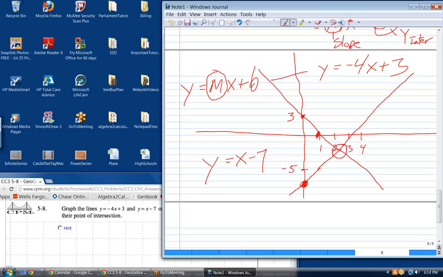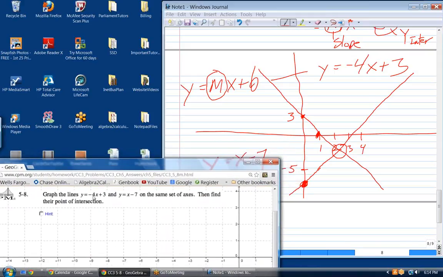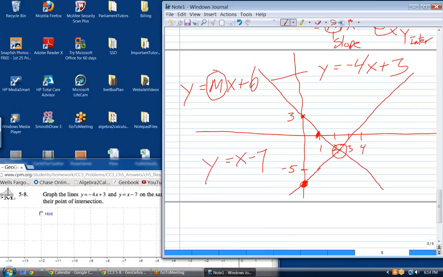There's the intersection that they wanted. And that is the answer to these two equations. In other words, if you were given both of these equations and said solve these two equations simultaneously, the answer is where they intersect. At this point right here, both equations work. That point is on both equations. So whatever the x and y value is of that point, that's the answer to these two equations.